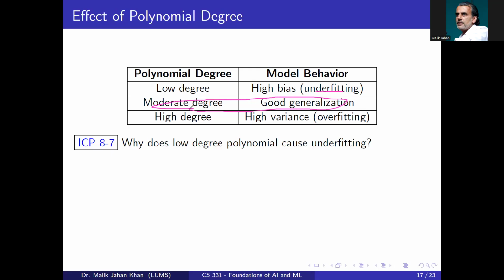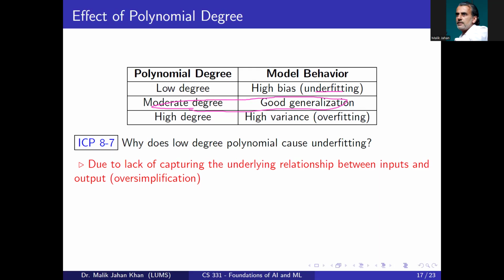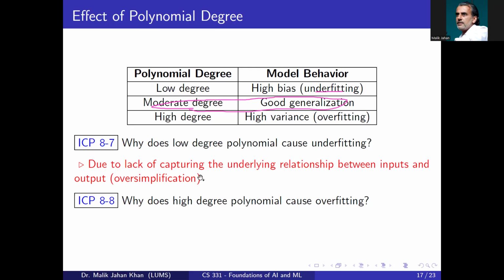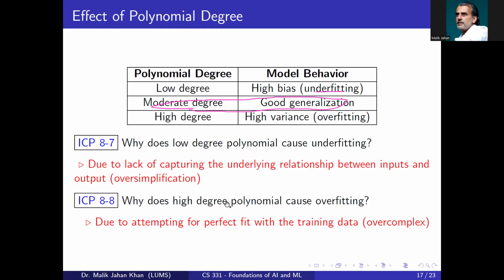So now take a pause, answer these questions. Why does low degree polynomial cause underfitting? If you pause the video, you might have figured out that due to lack of capturing the underlying relationships between inputs and outputs, the low degree polynomial will be ending up with a higher bias. And why does high degree polynomial cause overfitting? If you pause the video, you might have figured out that due to attempting for a perfect fit, it starts memorizing the training data, and that makes it a highly complex model.